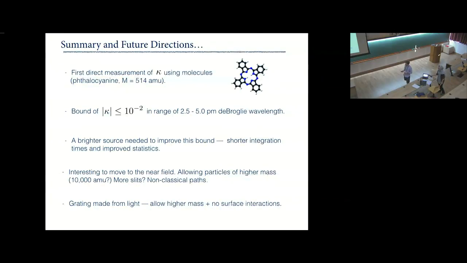In addition, all of our near field interferometers at the moment have gratings made from light. So any systematics introduced from the Casimir-Polder interaction, or the Van der Waals interaction rather, will be removed.